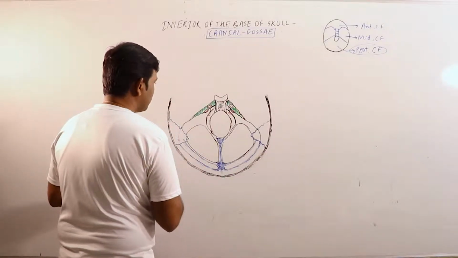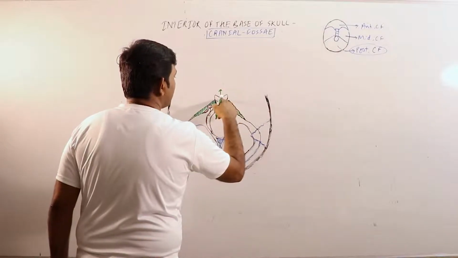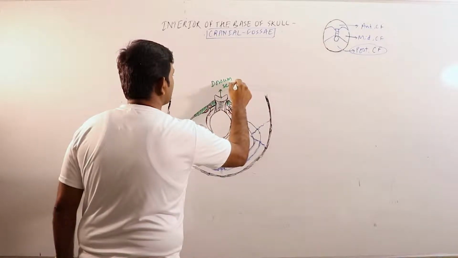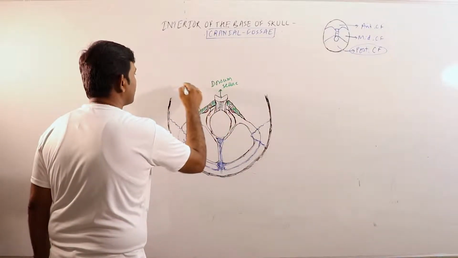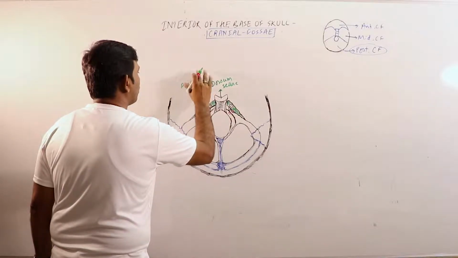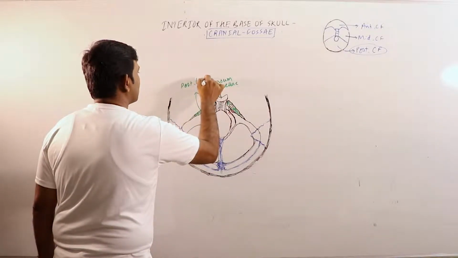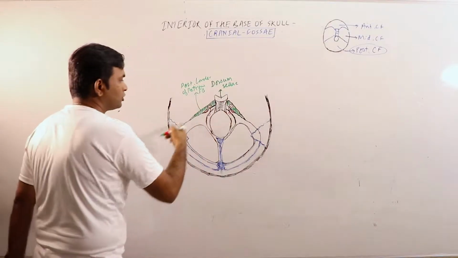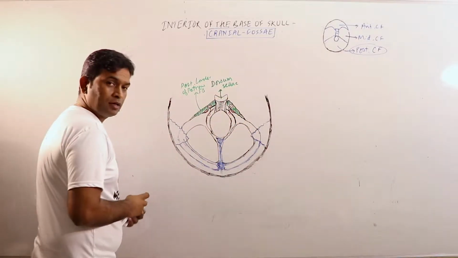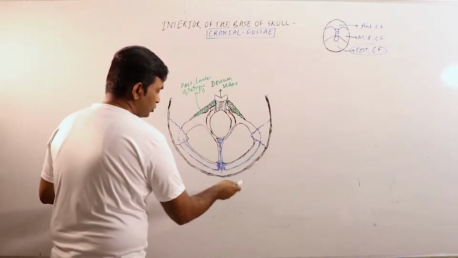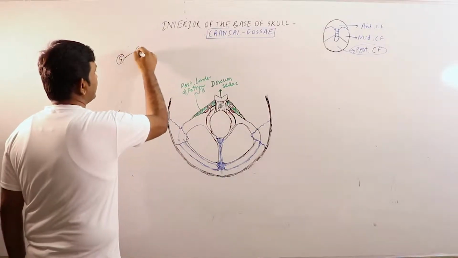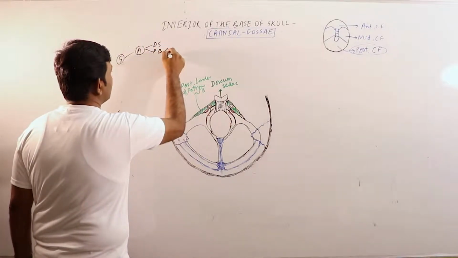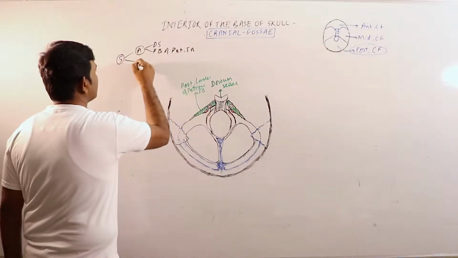The boundaries of posterior cranial fossa are basically formed by the dorsum sellae and the posterior border of petrous temporal bone. This is the posterior border. So this is the anterior boundary of the posterior cranial fossa. So anteriorly, it is surrounded by dorsum sellae and the posterior border of petrous temporal bone.